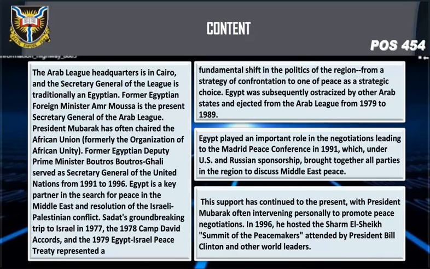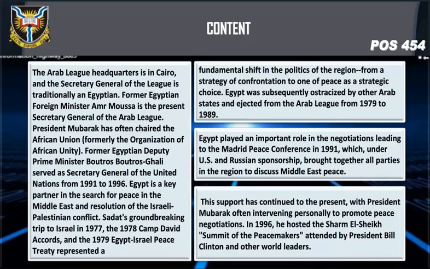Sadat's groundbreaking trip to Israel in 1977, the 1978 Camp David Accords, and the 1979 Egypt-Israel Peace Treaty represented a fundamental shift in the politics of the region, from a strategy of confrontation to one of peace as a strategic choice. Egypt was subsequently ostracized by other Arab states and ejected from the Arab League from 1979 to 1989.